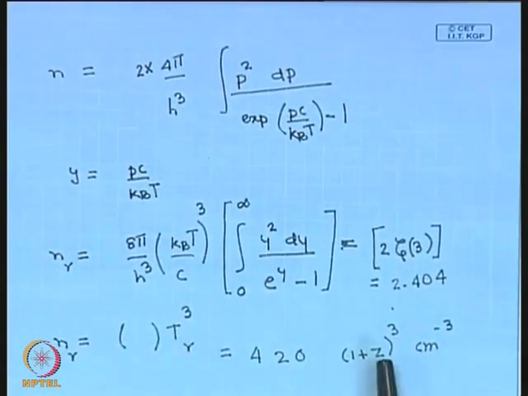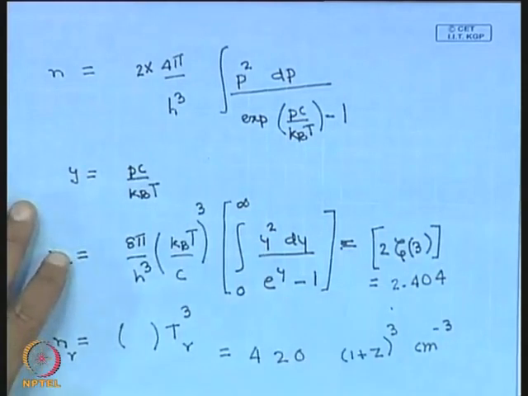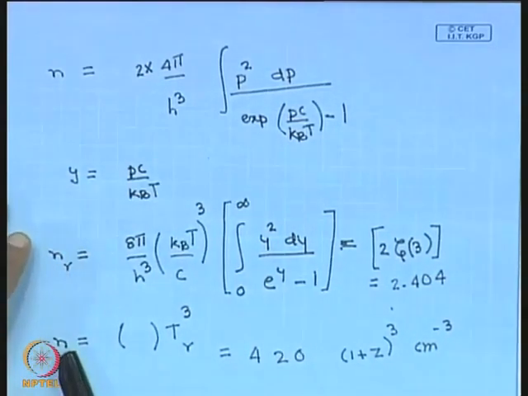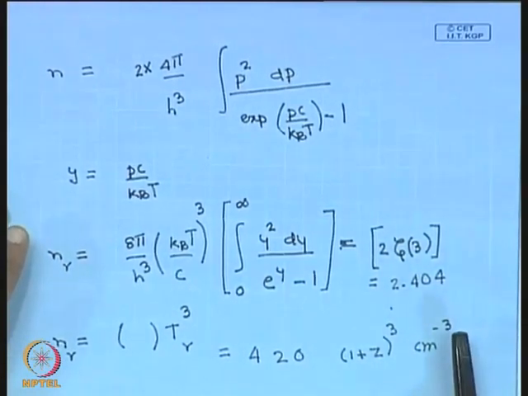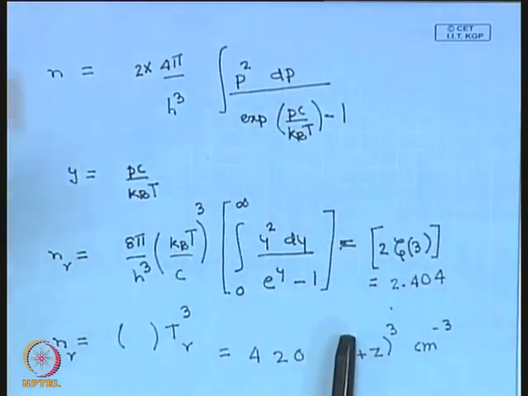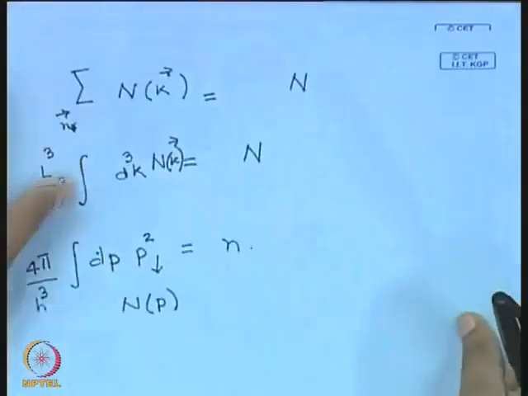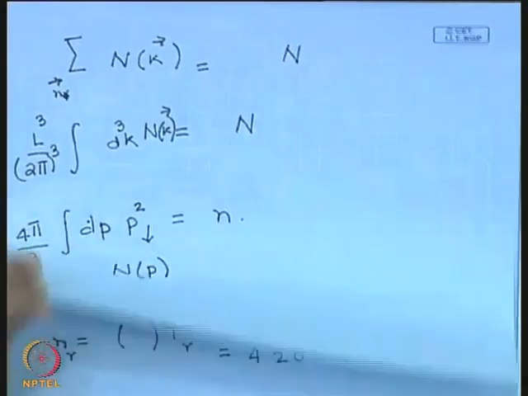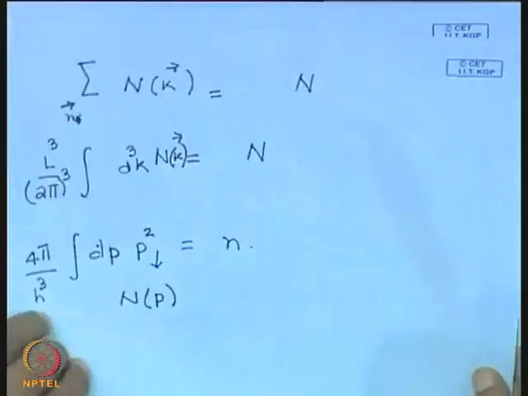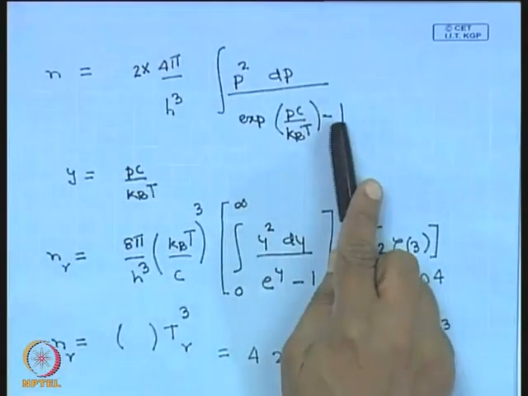If you go to higher redshifts, the scale factor is smaller, so this number goes up as 1 plus z cube. Okay, so this is how you can calculate the number density of particles if you know that your particles are in thermal equilibrium at a temperature T and chemical potential 0. You can also do the same thing for any arbitrary chemical potential. Okay, now this is if they are bosons. You see, for bosons you have a minus sign here.